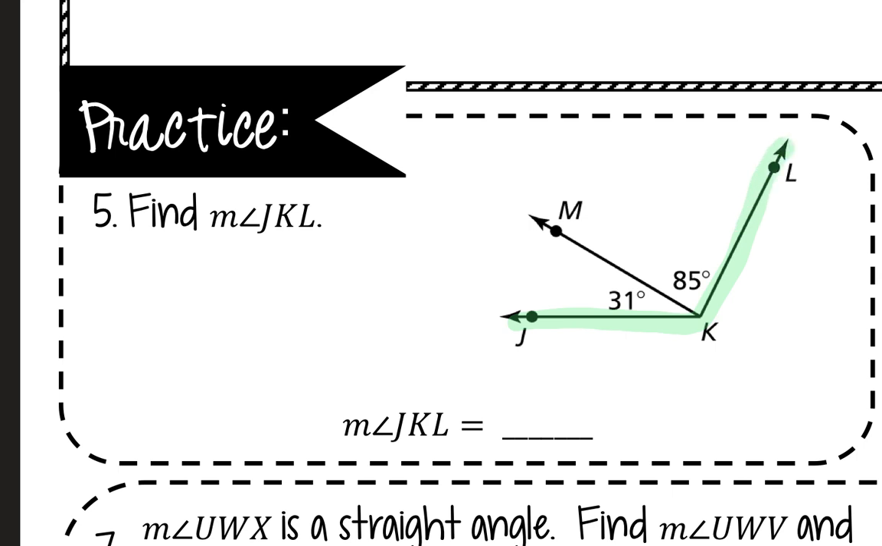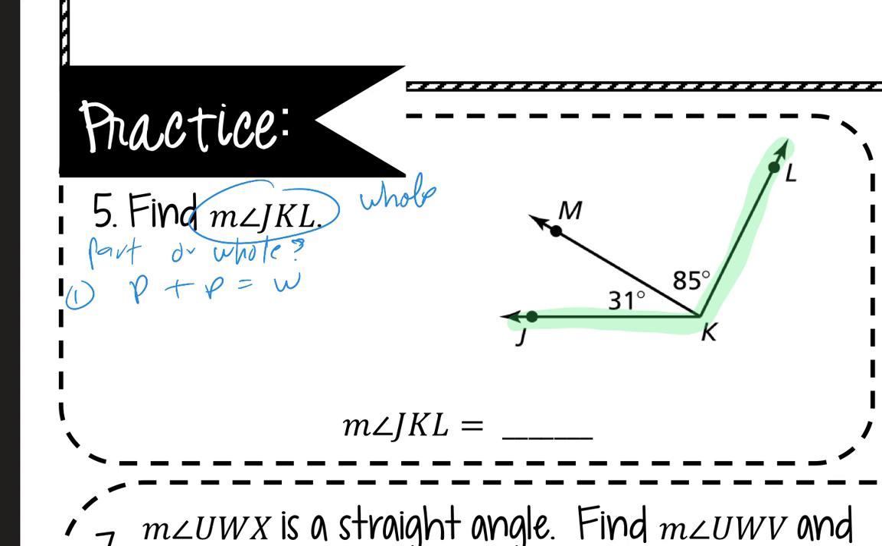JKL. So is that a part or a whole? That's our question. Okay, well, JKL is the whole thing, right? It's the whole thing. Okay, so if it's the whole thing, then we're just going to set it up. Part plus part equals whole. Okay, so that's our first setup.